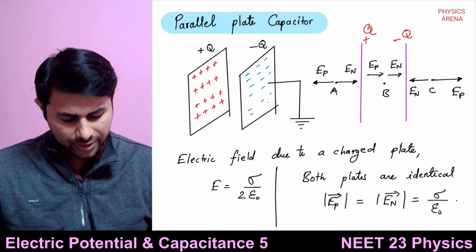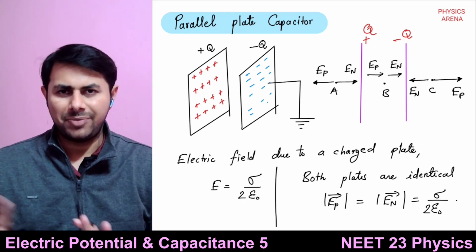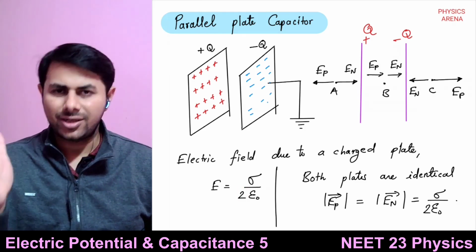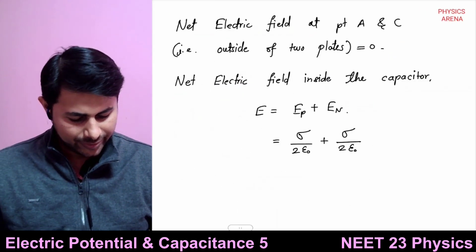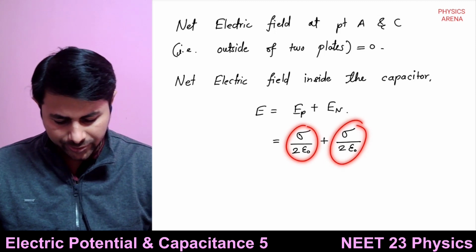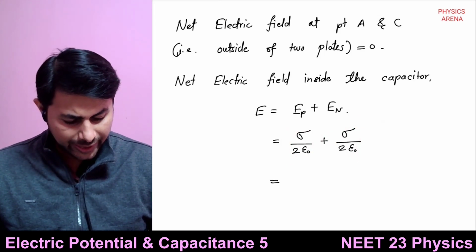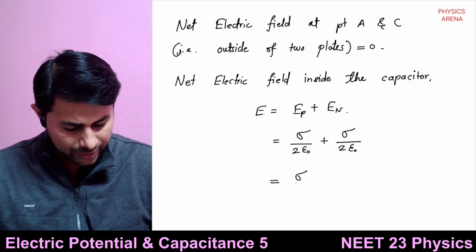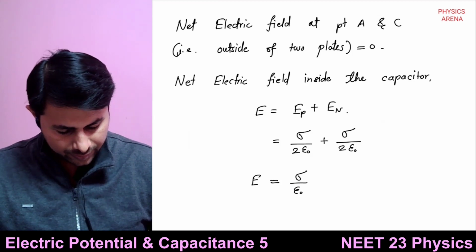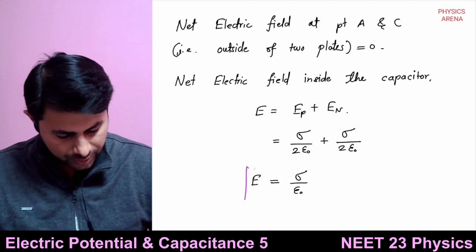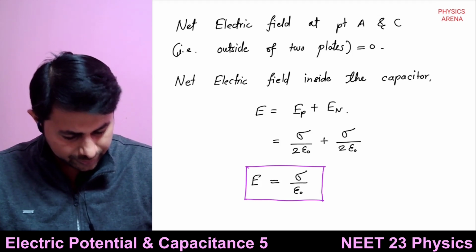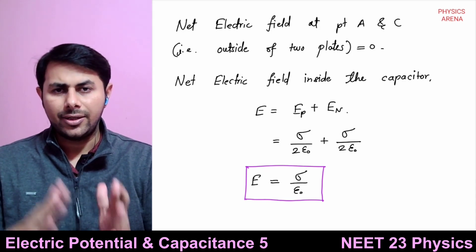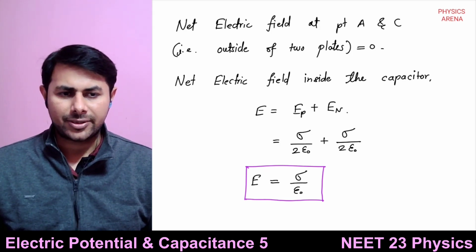Oh, here I made a mistake, right? It is sigma divided by 2 epsilon naught, not epsilon naught. Okay. So electric field due to a plate is sigma upon 2 epsilon naught, right? And if we add these two, then what do we get? We get half plus half, sigma upon epsilon naught, that is 1 sigma upon epsilon naught. So this is the electric field due to two parallel plates, and it is electric field at a point which is inside those two parallel plates.